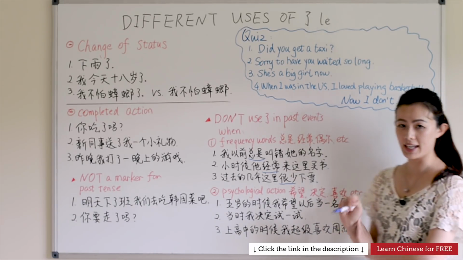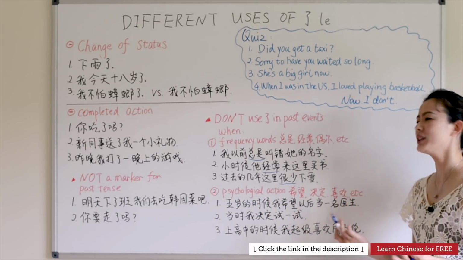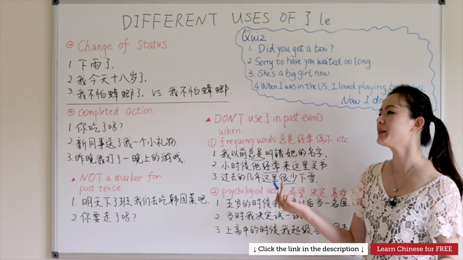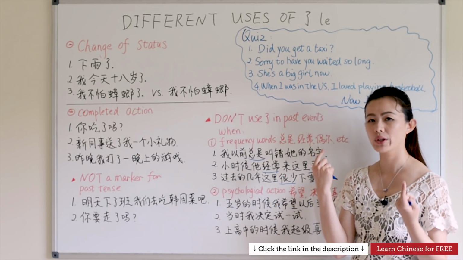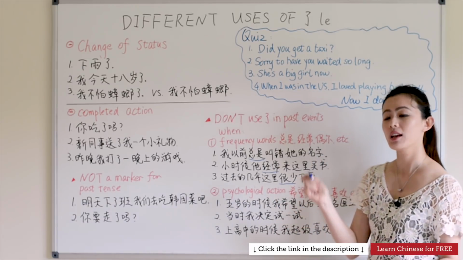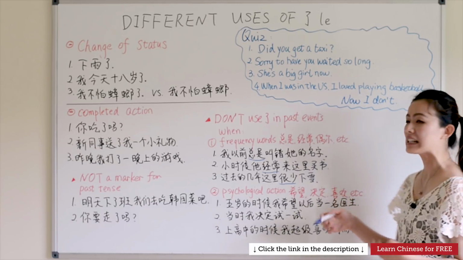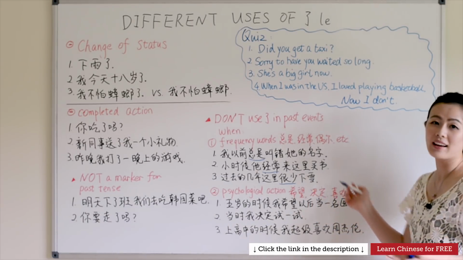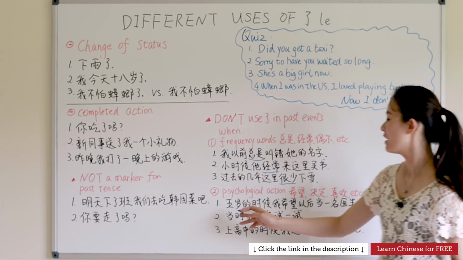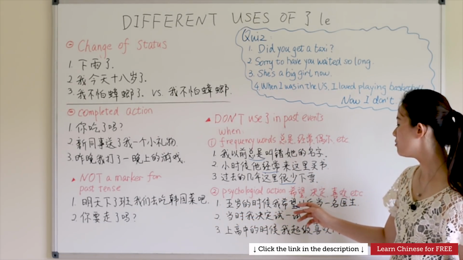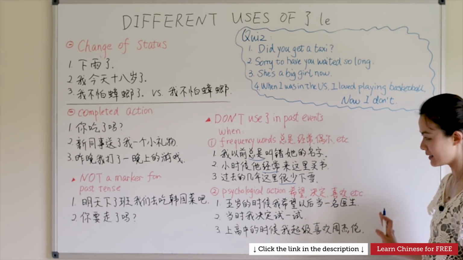Okay, the second case is when there is a psychological action. What is a psychological action? It is something that has to do with your mind, how you think, or your feeling, how you feel, such as 希望 hope, 决定 decide, 喜欢 like, and so on. Okay, examples. 5岁的时候，我希望以后当一名医生。Okay, let's break this sentence down.